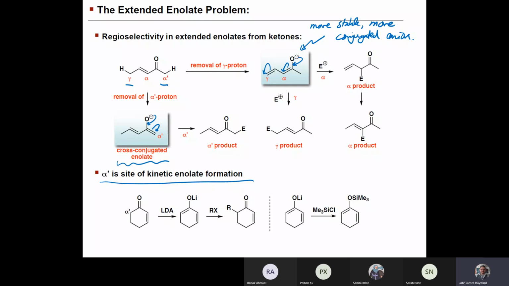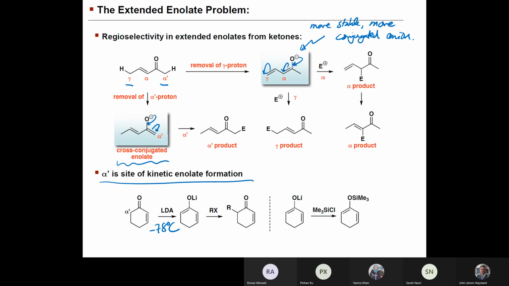So if you treat the cyclohexenone shown below with LDA, a strong kinetic base, you generate the cross-conjugated enolate, which you can then react selectively at the alpha prime position. You could also react it with trimethylsilyl chloride to generate the diene shown on the right, which you can then use for a Diels-Alder reaction or something. Now, LDA, if it's going to be a kinetic deprotonation, minus 78 degrees C. Okay, minus 78 should probably be the sign that we're trying to do something kinetic rather than thermodynamic.